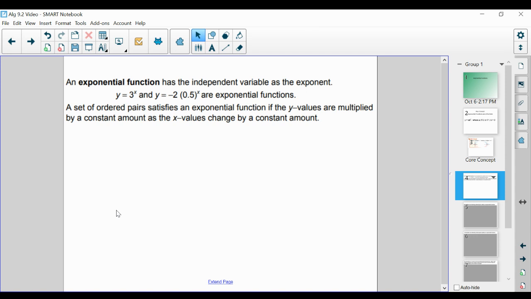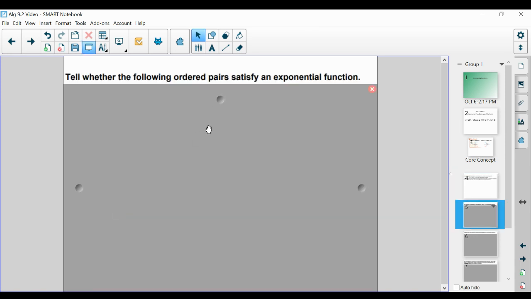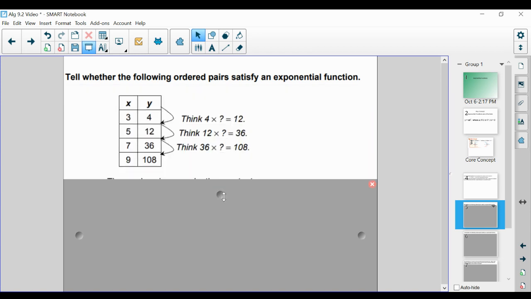This is also on your guided notes, by the way. So we're going to tell whether the following ordered pairs satisfy an exponential function. So we have (3, 4), (5, 12), (7, 36), and (9, 108). What we want to think about, since we're talking exponential functions, is that we're going to be multiplying here. So we want to think, 4 times what number gives us 12? 12 times what number gives us 36? 36 times what number gives us 108?